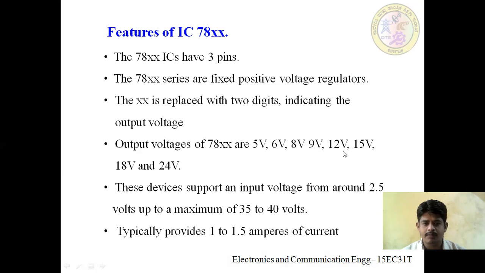These are the available 78 series IC voltage regulators. It is starting from 5 volt to 24 volt. This is the range you can get the output voltage in the 78 series.